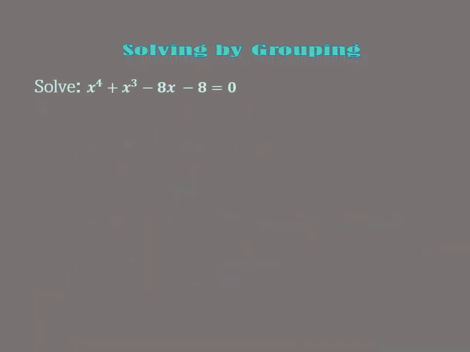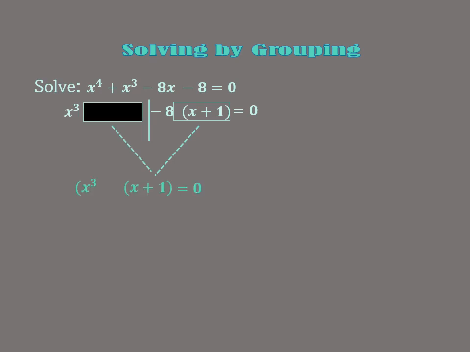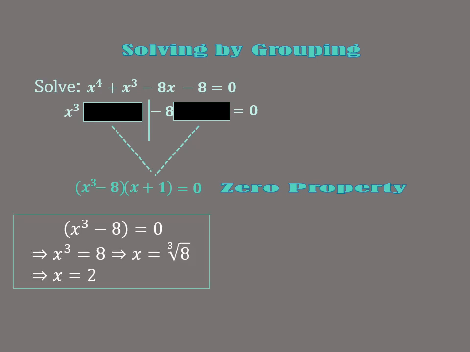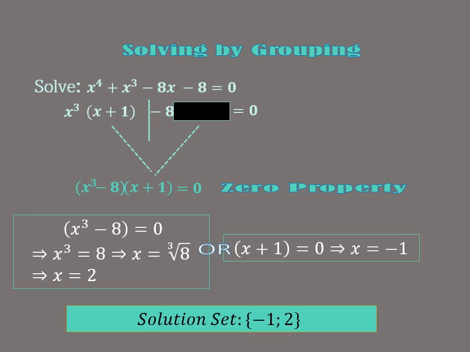Example where we have to solve by grouping. So we divided my polynomial into two groups. We factored the first group and we factored the second group. Now I noticed there is something in common between the two groups. So we're going to factor this one out. Now from the first group, we're left with x cubed, and from the second group, we're left with 8. Now we're going to use the zero property. Therefore, the solution set is as such.